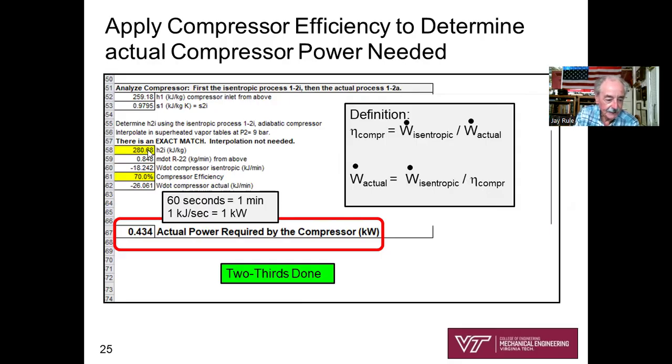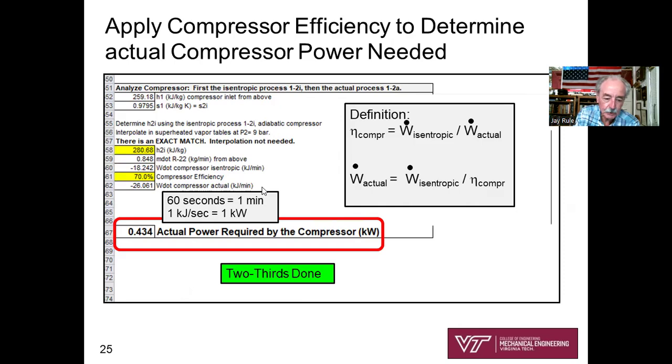So let's see, H2I, we just found it. Okay, H1, we've got it logged in. Okay, we found the isentropic power, previous slide, negative 18.242 kilojoules per minute. We divide that by 0.7. It's going to be a bigger negative number. It's going to be more negative. Negative 26.061 kilojoules per minute, but that's not what was requested in the problem.